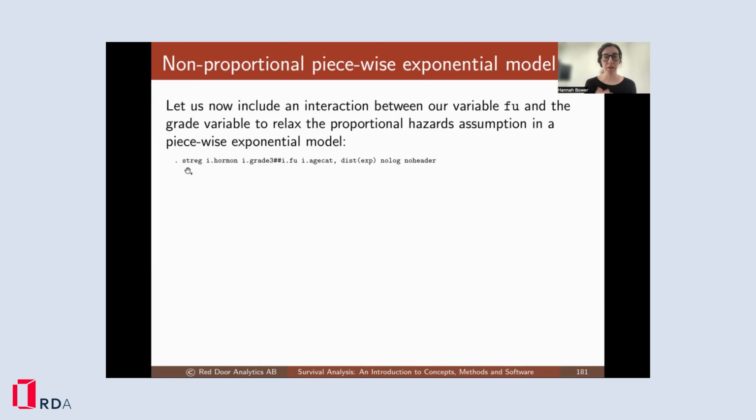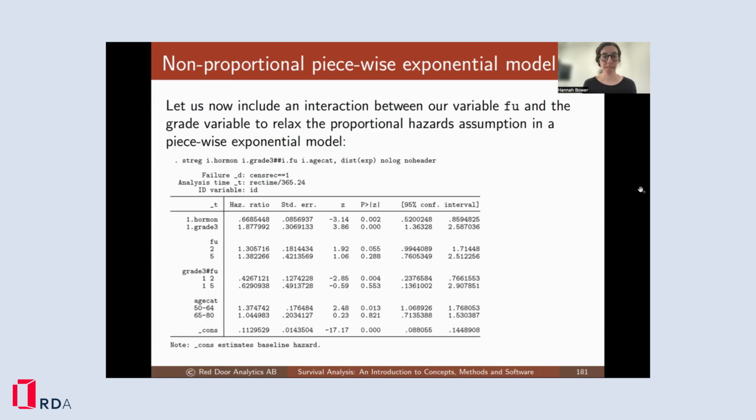This tells Stata that we want to fit an exponential model along with this option distexp. And then we include our exposure of interest, hormonal therapy. Grade here, which is interacted with our variable FU. So we allow for the main effects and the interaction between these two because we have this double hash here. And then we can also include age category in this variable. And we have this nolog and noheader options here just for display options. And then this is the output that we get.